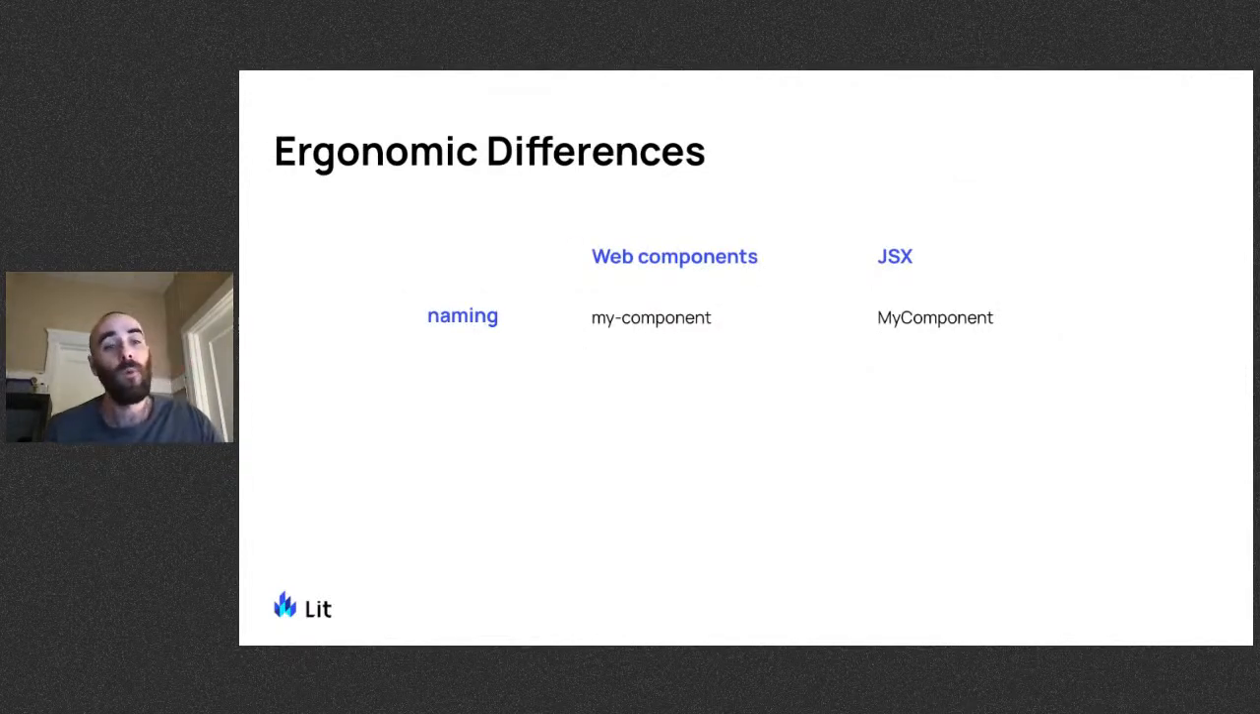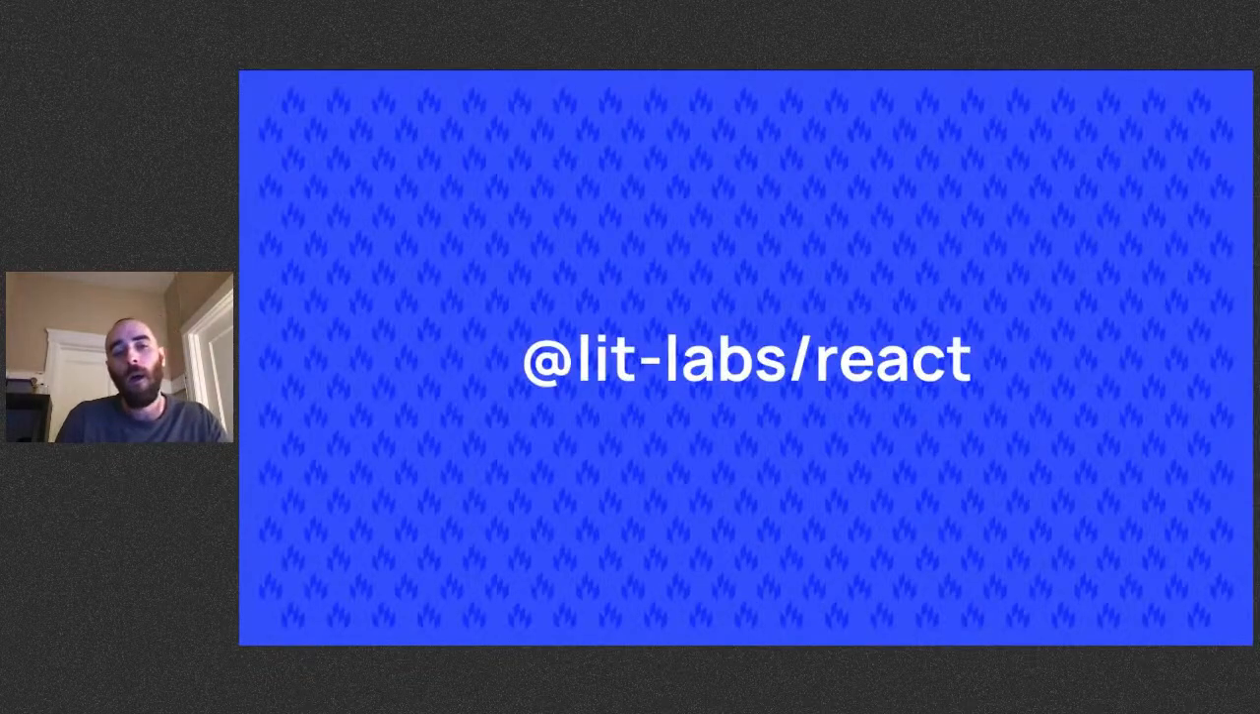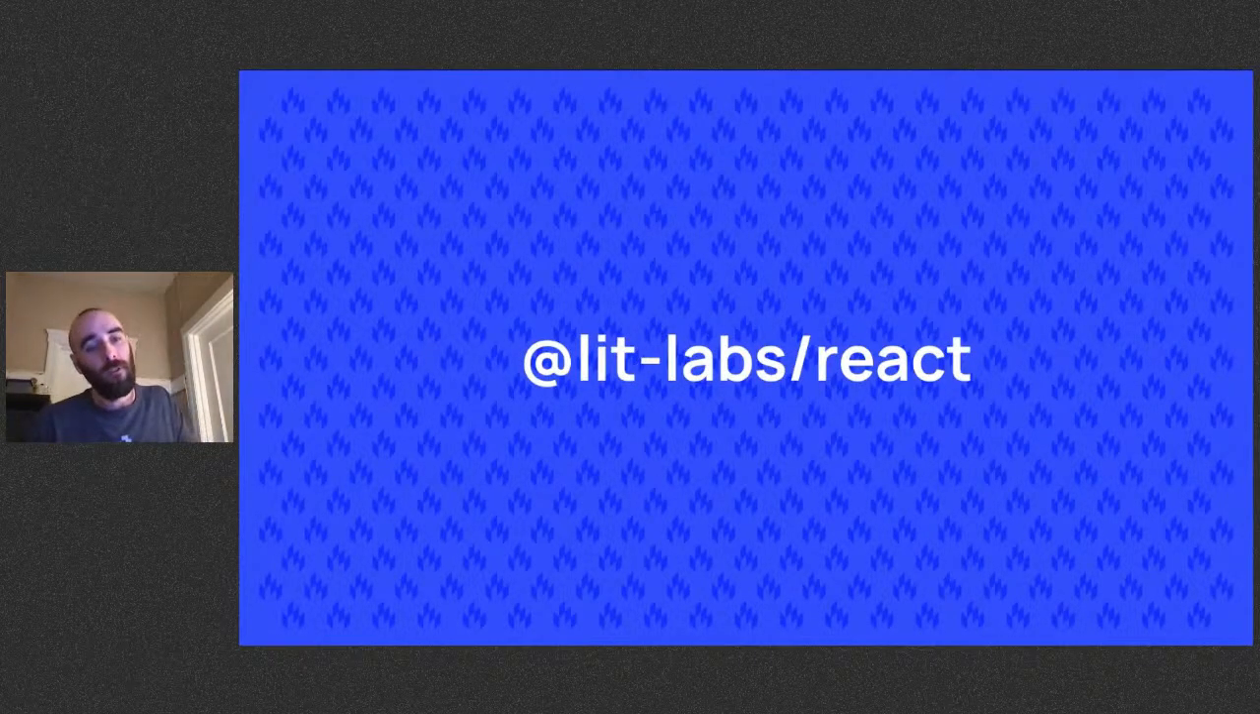Some of the main differences between web components and React components are ergonomic. For the most part, you can discern the differences between camel case and kebab case. In web components, your tag name might be my-component, while in JSX, it's a camel case MyComponent. Same thing with events. And also in this package, you're able to choose a package that's not just React. You can also use Preact or other types of JSX module renderers. So let's talk about the Lit Labs React package itself, though.